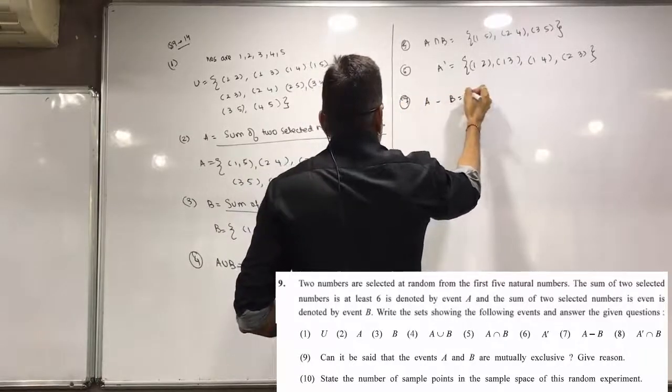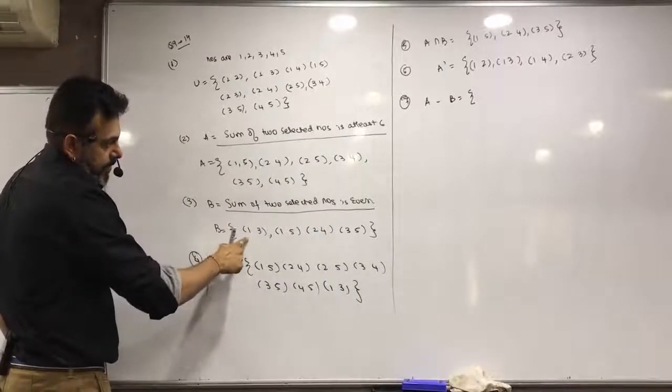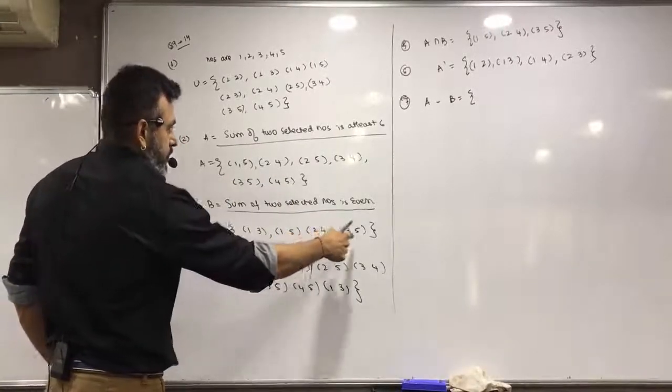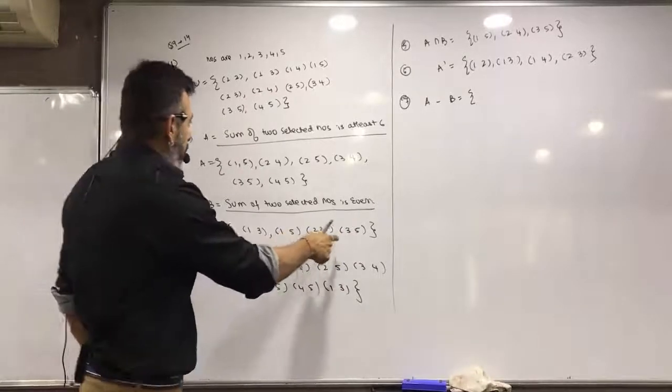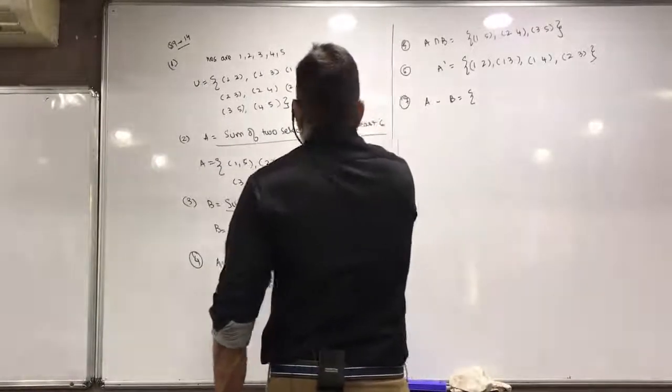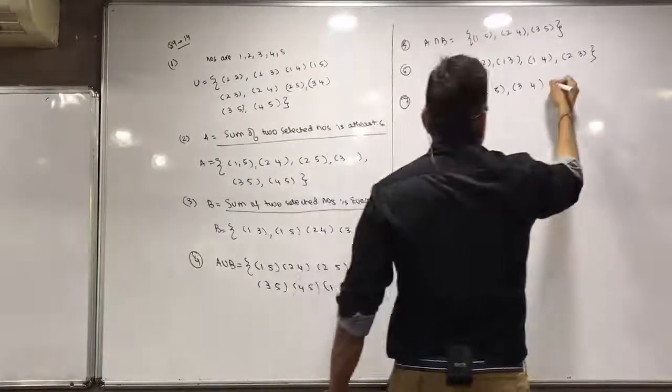So from A we remove the elements of B. So what is in B? 2, 4, 3, 5 and 1, 5. So 2, 5, 3, 4 and 4, 5.